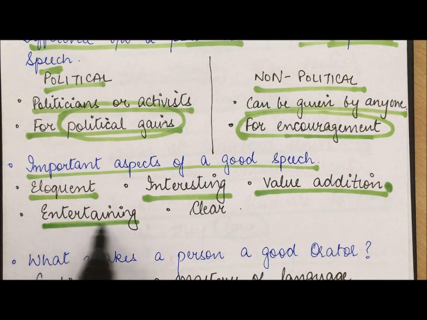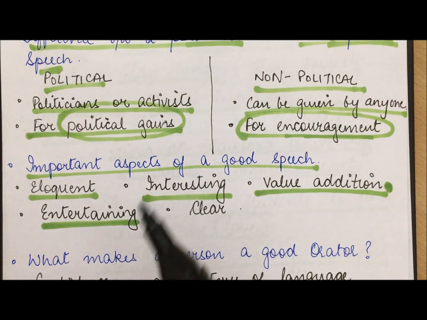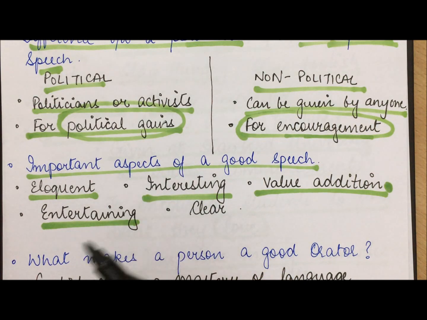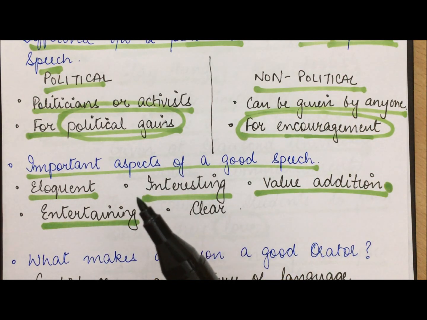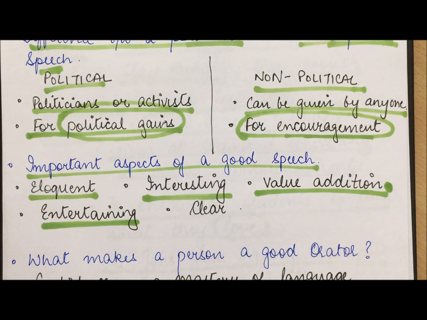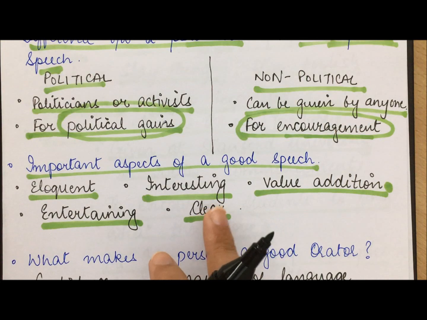It should be entertaining. Once again, it should not be boring. It should have some funny moments where people can laugh, right? Some ironic moments which will make them think. So they have to be actively involved. And the speech has to be entertaining and very clear. The words of the person who is speaking should be very clear. The sentences should be of such a length that they should be very easy to understand. Okay, so it should be very clear.